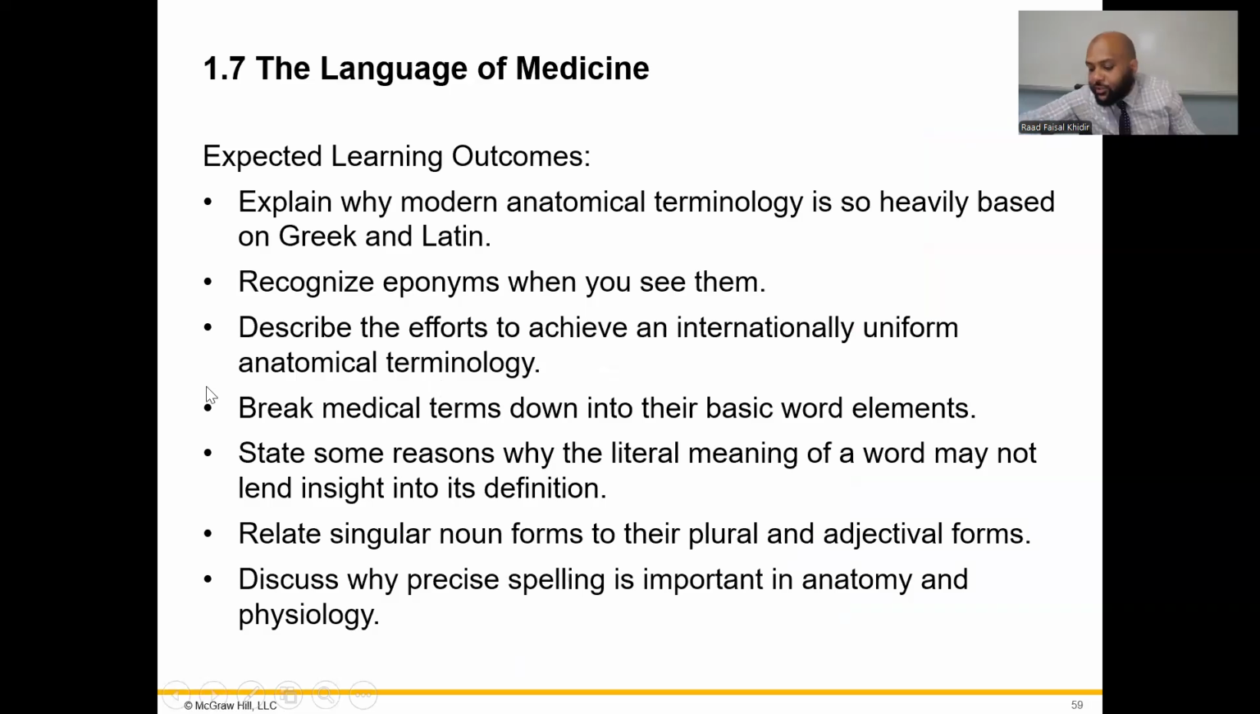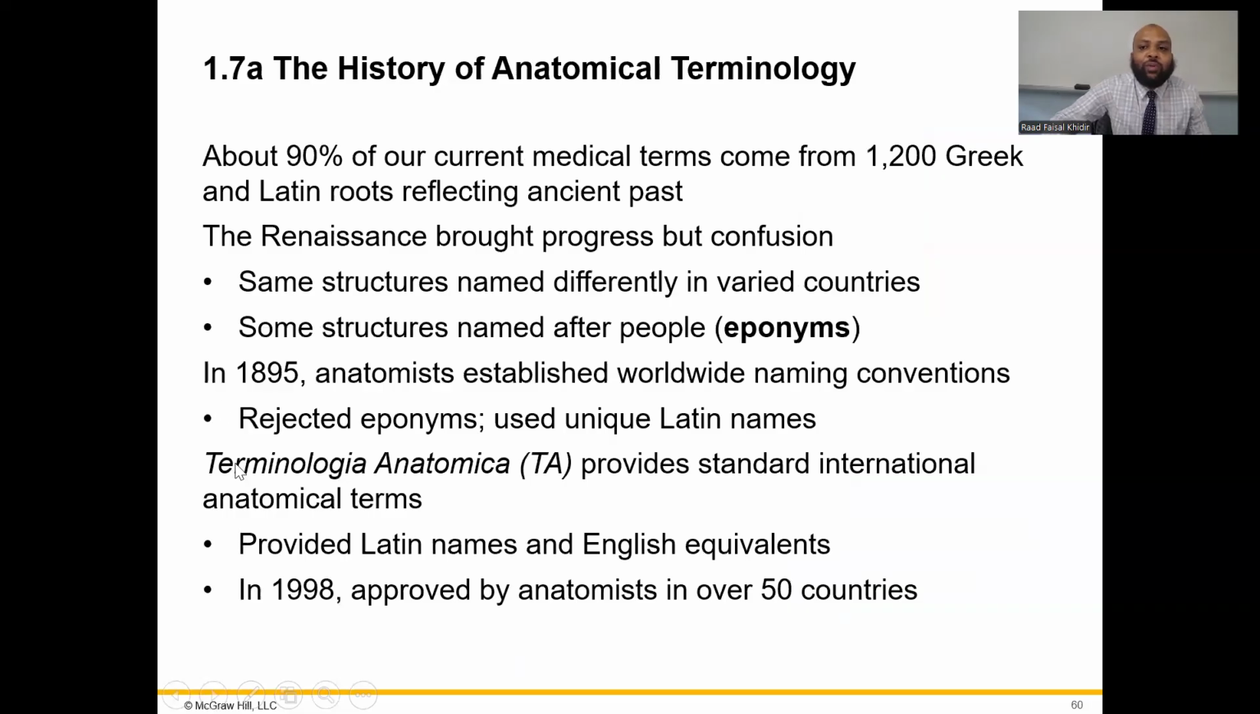Okay, so now the last part is we're going to talk about the language of medicine. About 90% of our current medical terms come from 1200 Greek and Latin roots, reflecting the ancient past and the contributions of the Greeks and Latin into our medicine. Okay, so the Renaissance brought progress, but also confusion. Some structures were named differently in varied countries, and some structures were named after people.